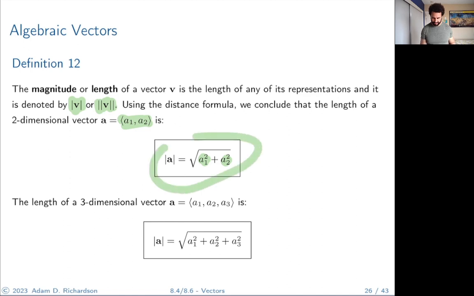So in 2 dimensions, it's basically this. In 3 dimensions, it's this. In n dimensions, it's the same thing. a1 squared plus a2 squared plus a3 squared plus a4 squared plus a5 squared, dot dot dot, plus an squared, and then take the square root of that sum. So same thing as before. What is the length? The length is just the distance.